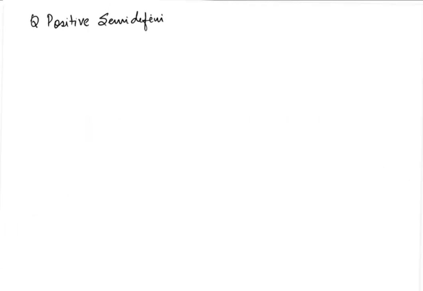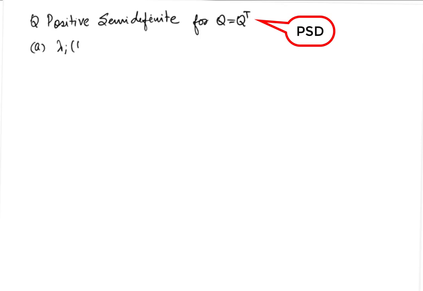This brings us to the notion of positive semi-definite matrices. As we have already seen in the earlier video, a symmetric matrix Q is said to be positive semi-definite if either of the following hold. The eigenvalues of Q are all non-negative. Equivalently, u transpose Q u is non-negative for all u in Rn. Here the entries of u can be positive or negative, it doesn't matter. The quantity u transpose Q u will always evaluate to something non-negative.